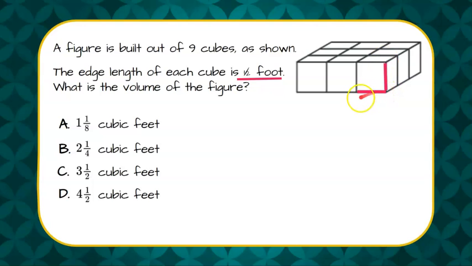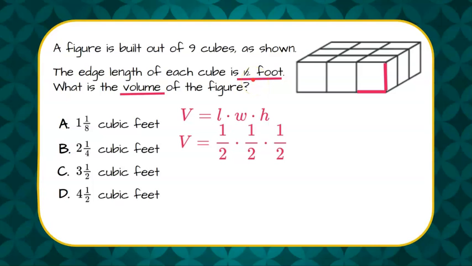of a foot. So if we're asked to find the volume, the formula for volume of a cube is length times width times height, and in a cube, length, width, and height, they're all the same measurement. So we're going to know that each length, width, and height are 1/2 of a foot. So 1/2 times 1/2 times 1/2 will give us the volume. We're going to multiply all the numerators, multiply all the denominators to get our solution.